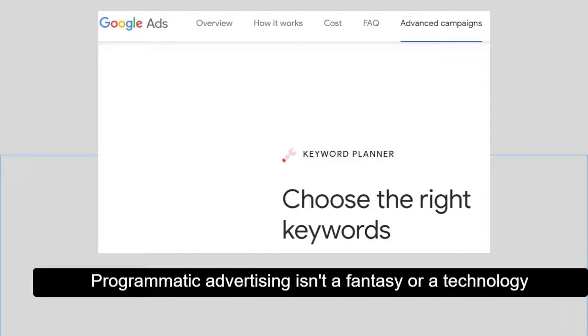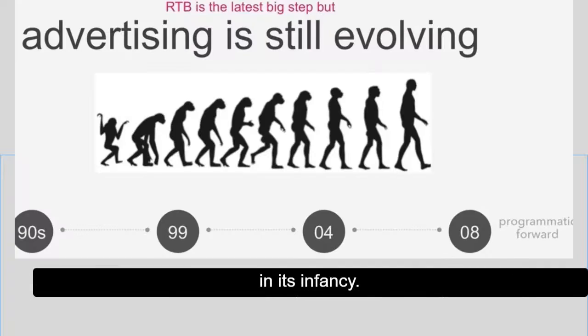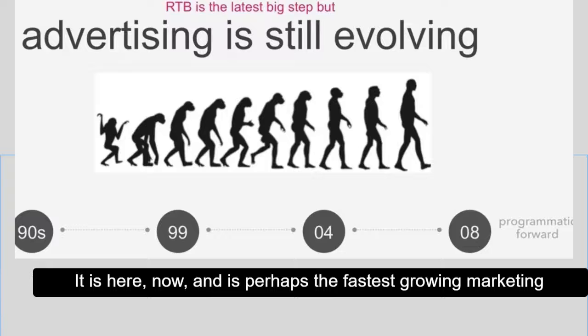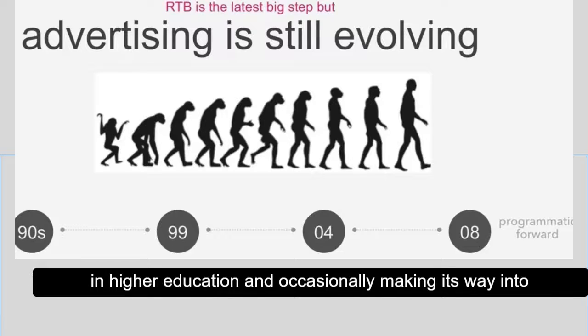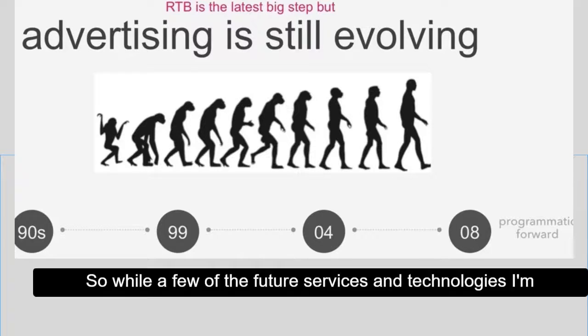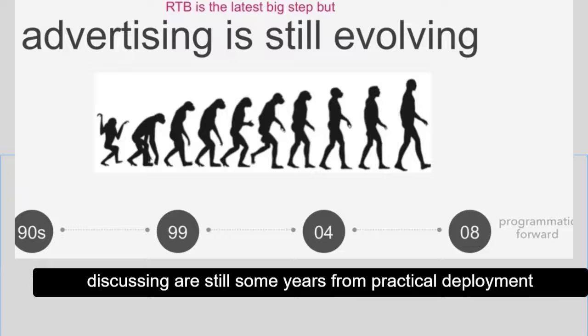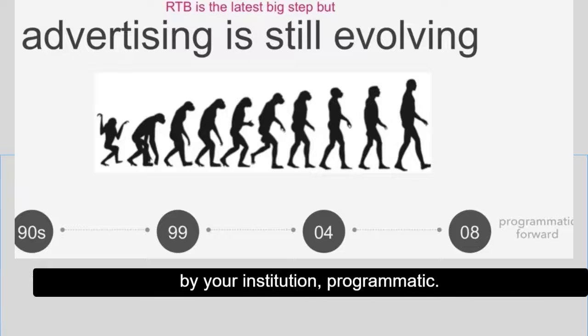Programmatic advertising isn't a fantasy or a technology in its infancy. It is here, now, and is perhaps the fastest growing marketing and advertising option available. And it's already being used in higher education and occasionally making its way into independent schools. So while a few of the future services and technologies I'm discussing are still some years from practical deployment by your institution, programmatic advertising is readily available.